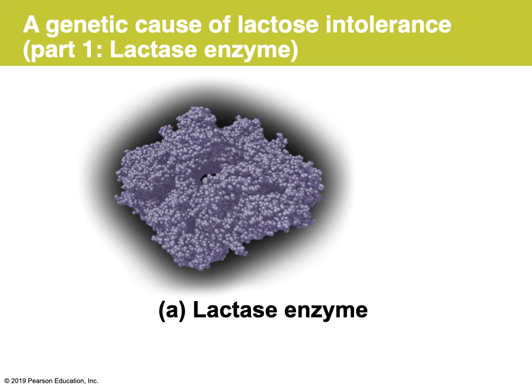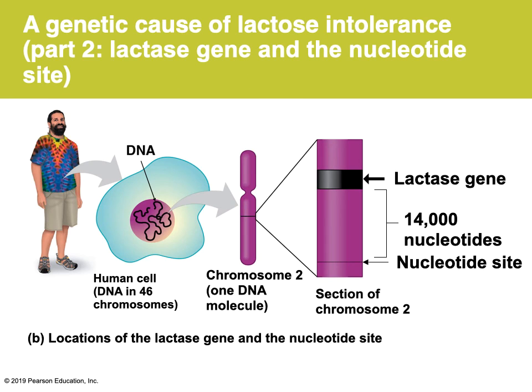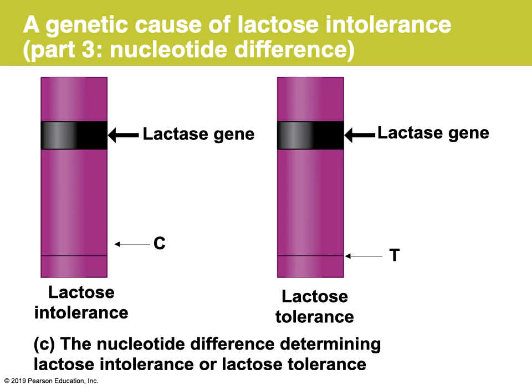So again, here's that illustration of the enzyme itself. Here's the individual, their DNA. And again, on chromosome 2 in the human genome, there's that one spot where you find the lactase gene, and then way further down the line is the site with that specific nucleotide where substituting cytosine for thymine means that the individual will not be able to digest lactose.